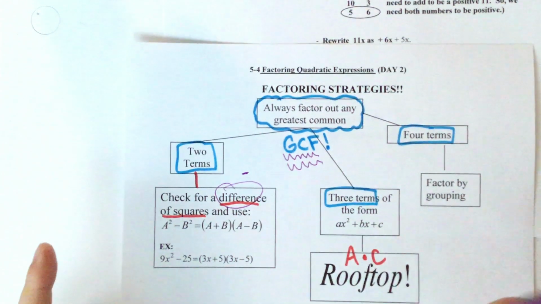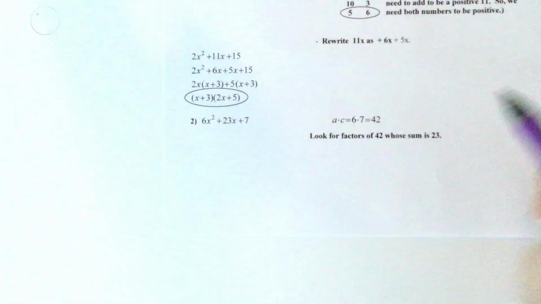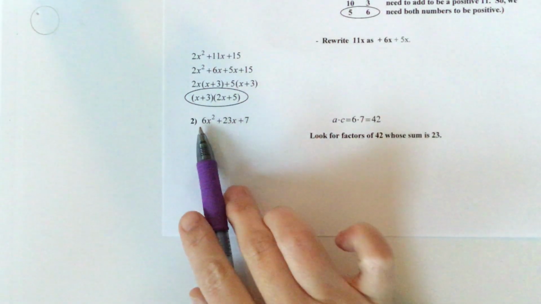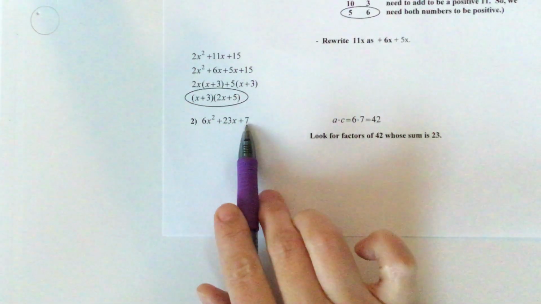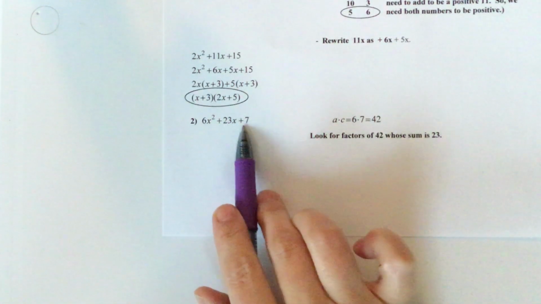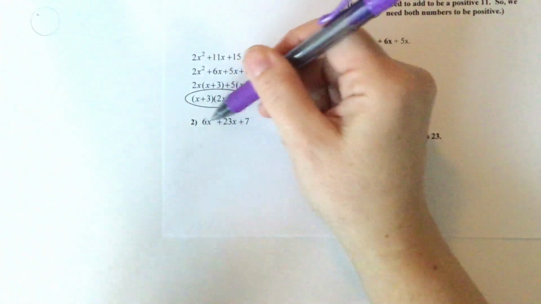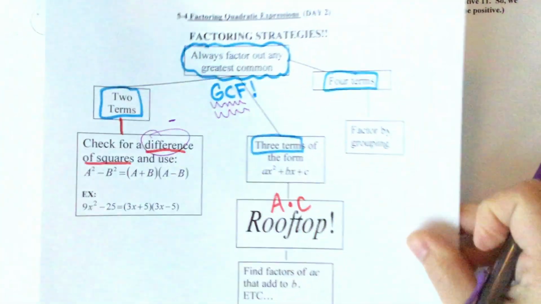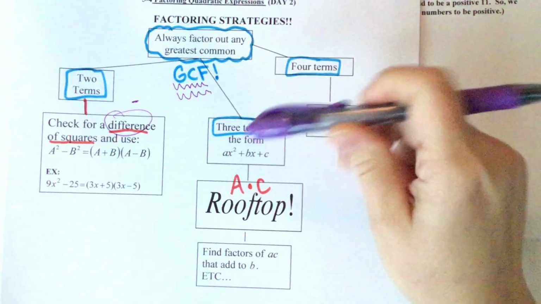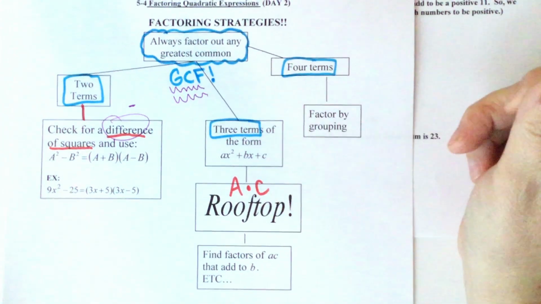So don't forget, the first thing you're always supposed to look for is a GCF. So let's look. Can anything divide into 6, 23, and 7? No. And they don't all have x's. So then you count the terms. 1, 2, 3. So as soon as you see that there's 3 terms, we're going to A times C rooftop.